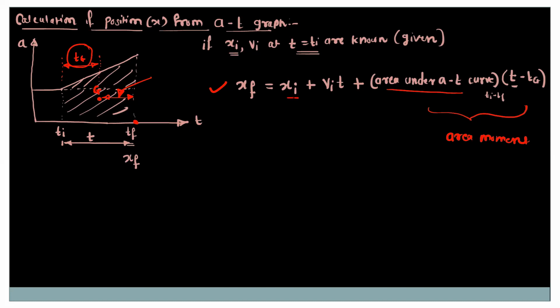So this is the total formula to find out the final position. Xf is equal to xi plus vi into t plus area under the AT curve from time limit Ti to Tf into T minus Tg. Okay. So by using this formula, we can find out position time graph directly from the acceleration time graph. Okay. So now we will solve the problems on the motion curves.